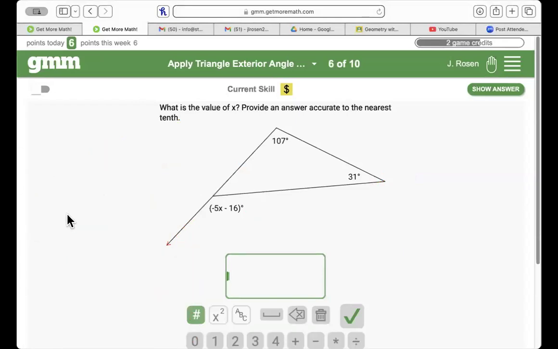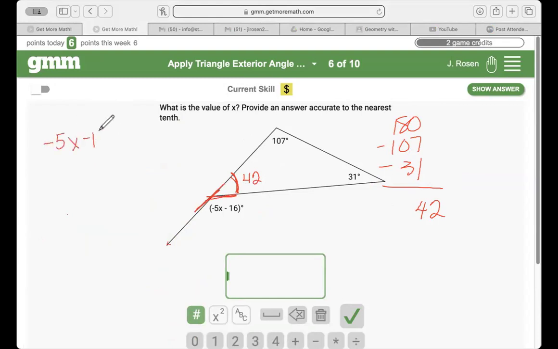Pay attention if you're solving interior, exterior. Don't do what I did. So again, we need to solve for this one first. So 180 minus 107 minus 31 gets me 42. So my missing interior angle is 42 degrees. And then we know that these two add up to equal supplementary, which is 180. So negative 5x minus 16 plus the 42 equals 180.